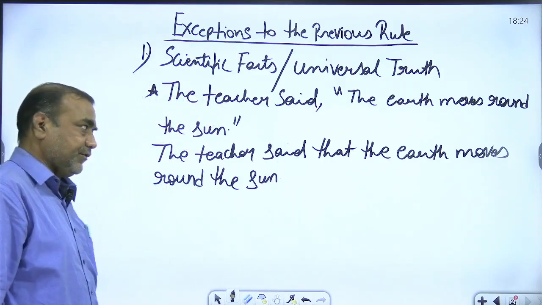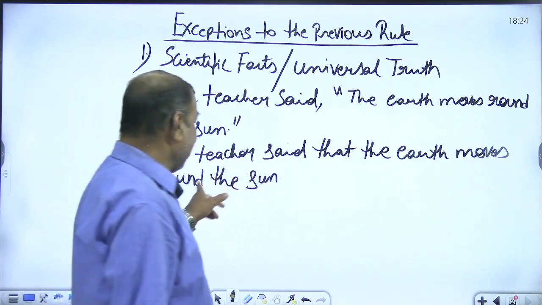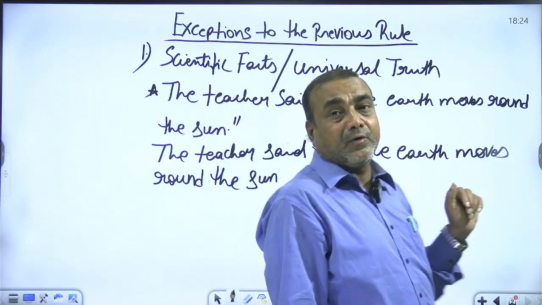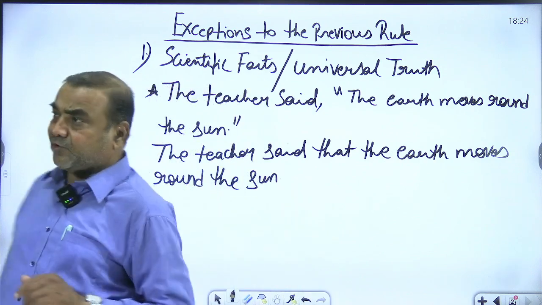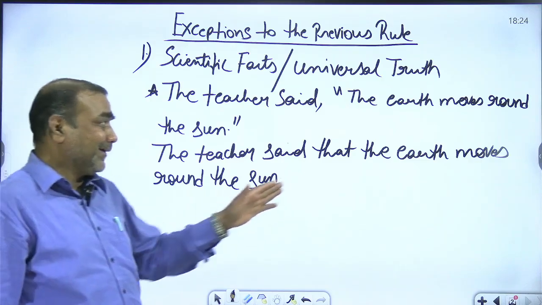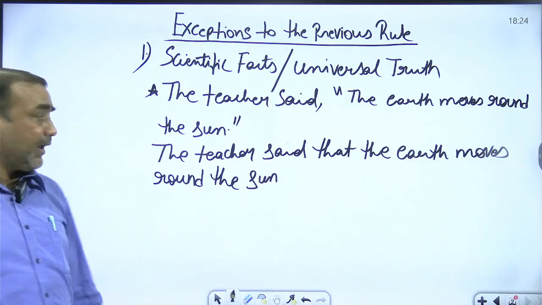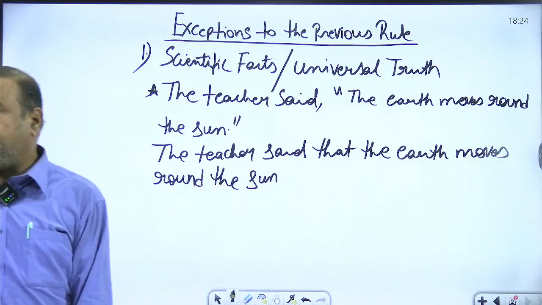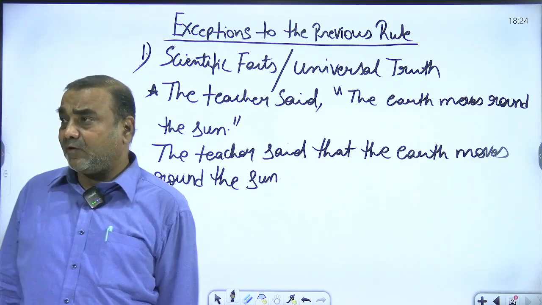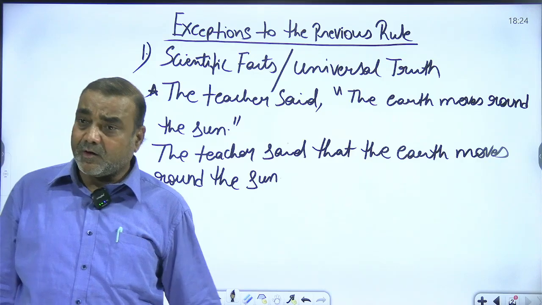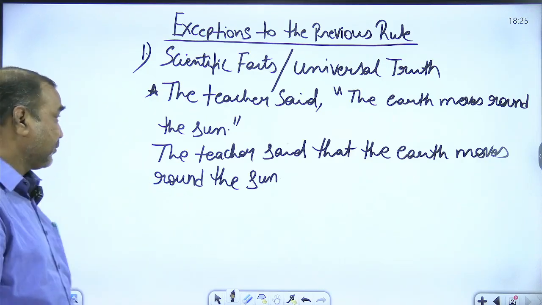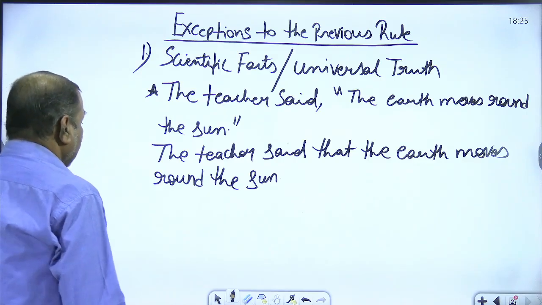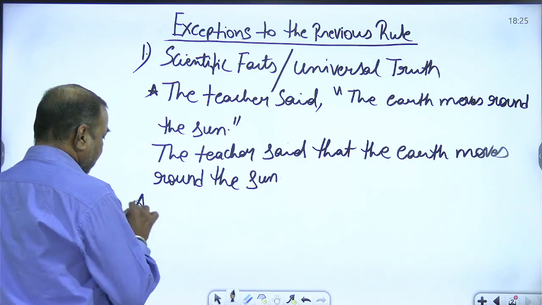without any change. And earth and sun I have written small. You can, because they are treated as common noun also, proper noun also. So it's your choice whether to write E of the earth with capital and S of the sun with capital, or you can write it small also, because they are treated as common noun as well as proper noun. Both ways you can treat them. Let's see one more example.